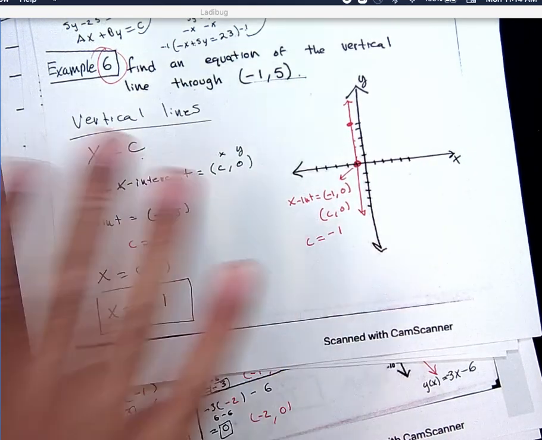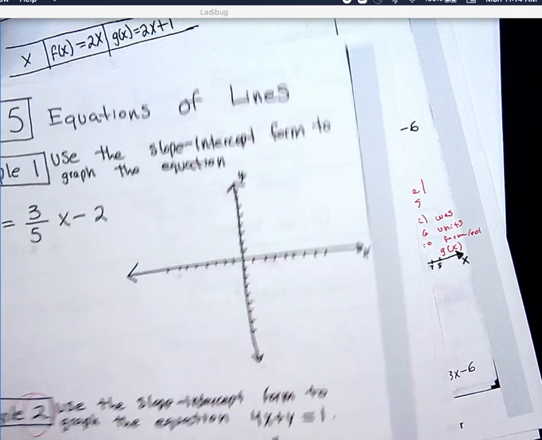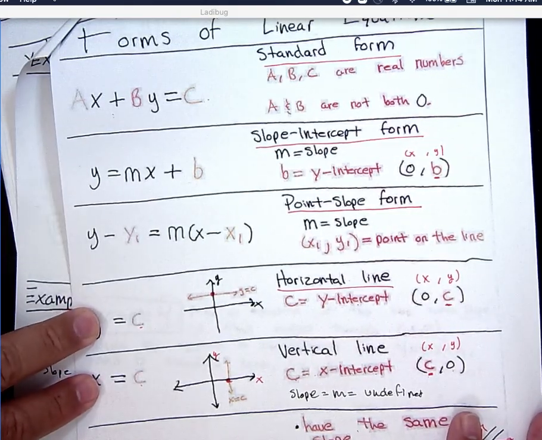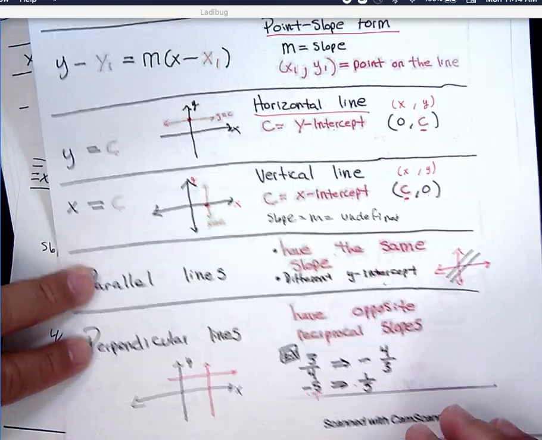Horizontal lines start with y. So we're going to be using all of these forms. So if you notice, we use that one, we use that one, we use that one, we use these two, and we had to use this also.